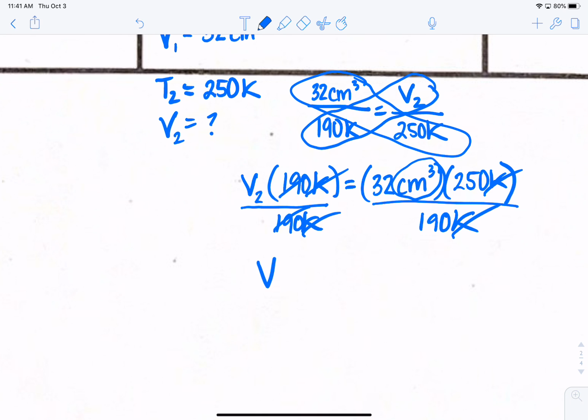And when I do this math, I just simply take 32 times 250 divided by 190. And what I get is 42.1052 and on and on and on. I'm going to just go ahead and stop right there. Let's look at sig figs. 32. How many sig figs are in 32? 2.